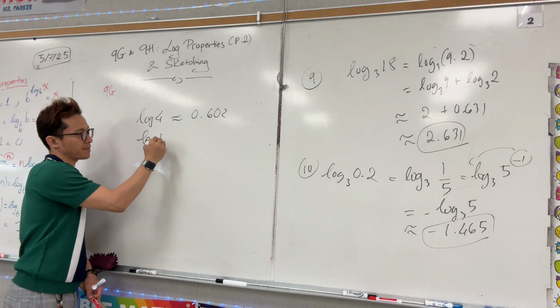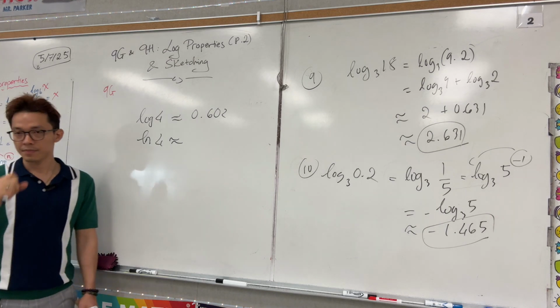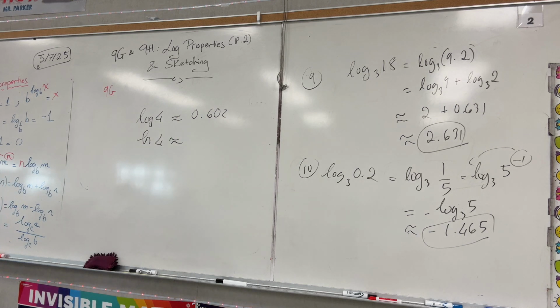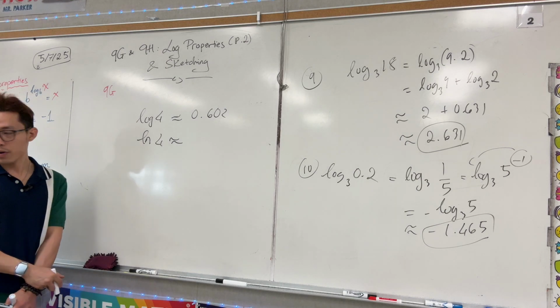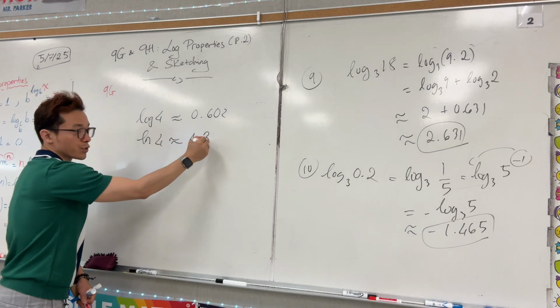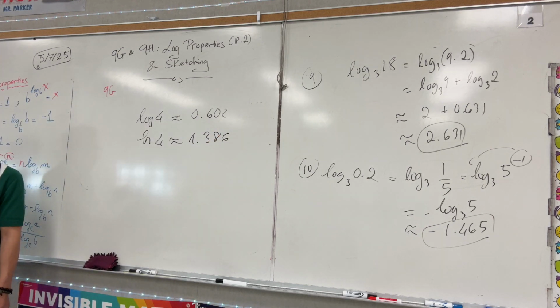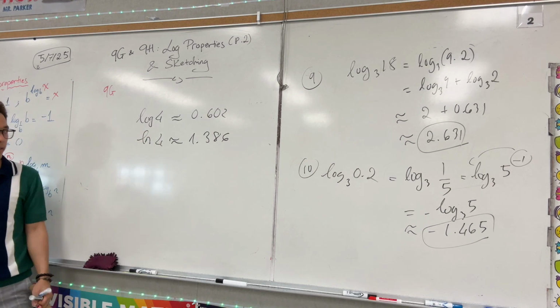LN 4. Log E, right? LN is right here. Just press LN and 4. 1.386. You know how you use it? What base is this? 10. What base is this? E. Okay.